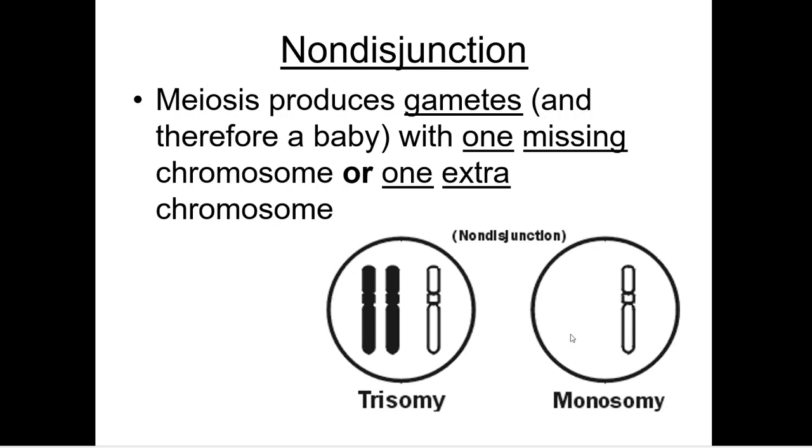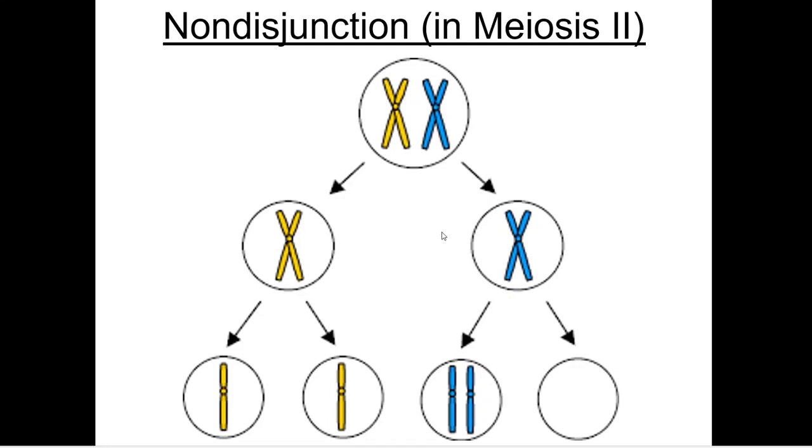So you'll have what we call monosomy. So they have one missing chromosome, right? Mono means one. Or you'll have a baby with extra chromosomes, and we call that trisomy. So you can see there's 3 copies of a chromosome instead of just the one, okay? And we see this most of the time when we see it here in meiosis 2. So you see yellow and blue, okay? Yellow and blue get split up just like they're supposed to.